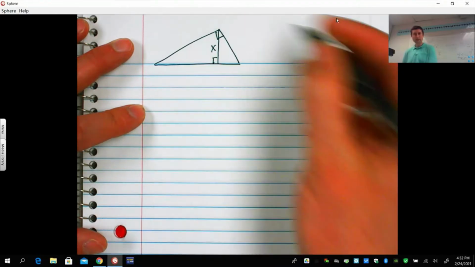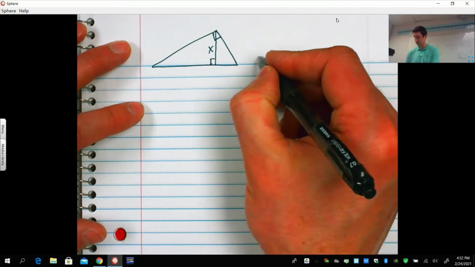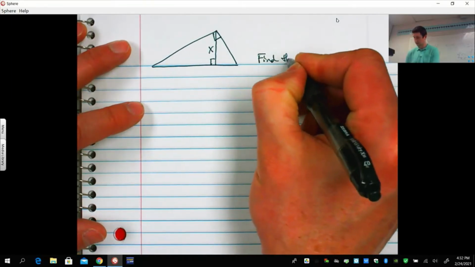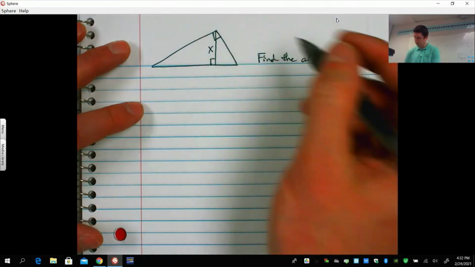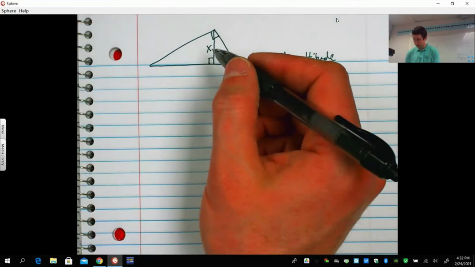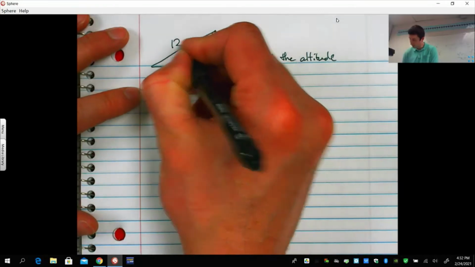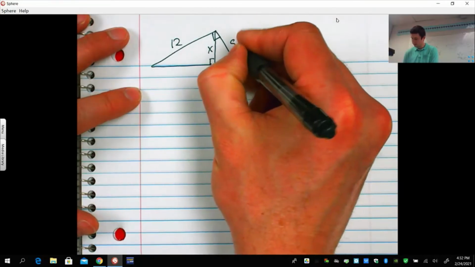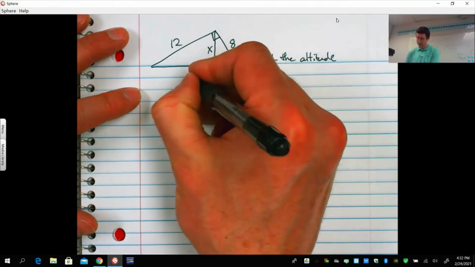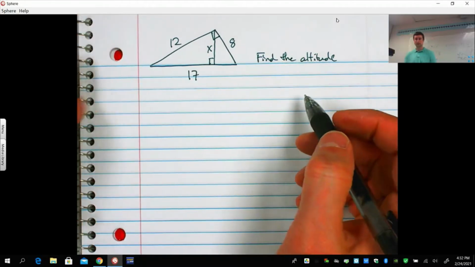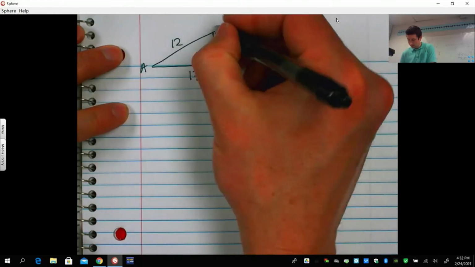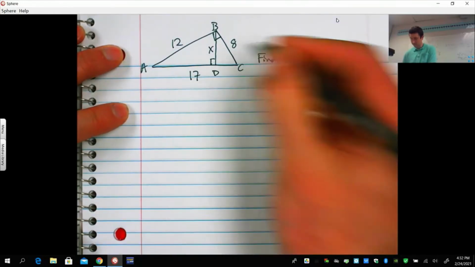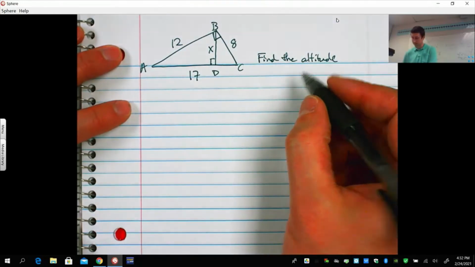They want you to find the x, find the altitude, and let's say I'm going to make up some numbers. This will be fun. 12, 8, and 17. Okay, so we have A, B, C, D. So let's write our similarity statements out now.